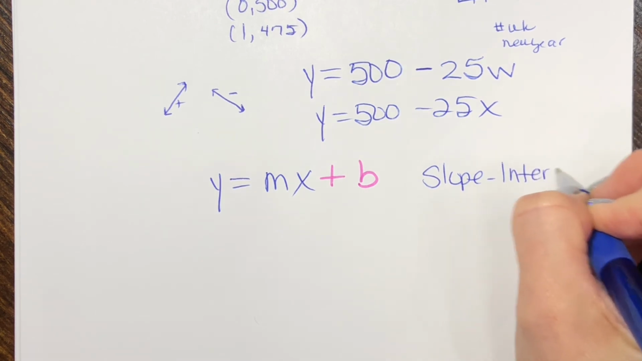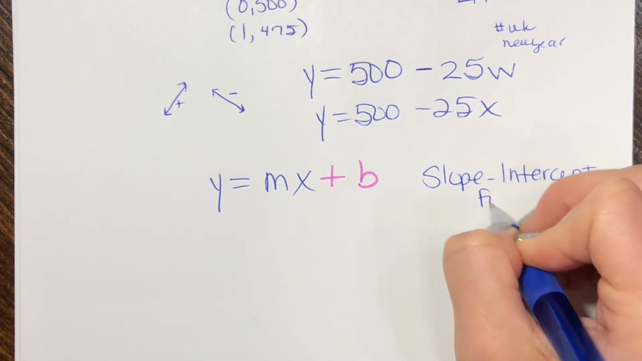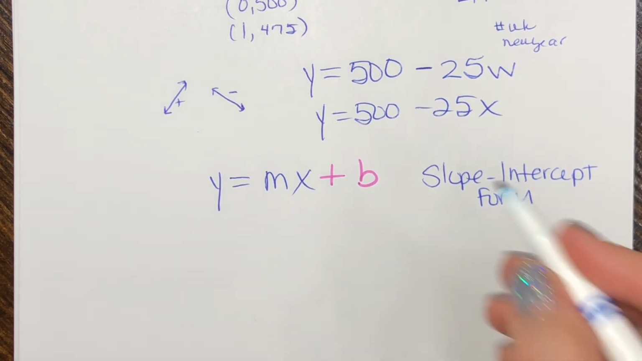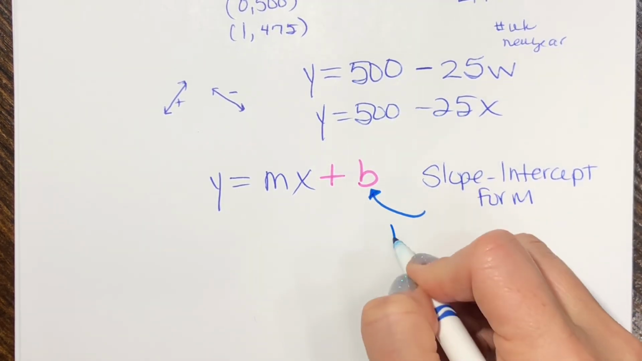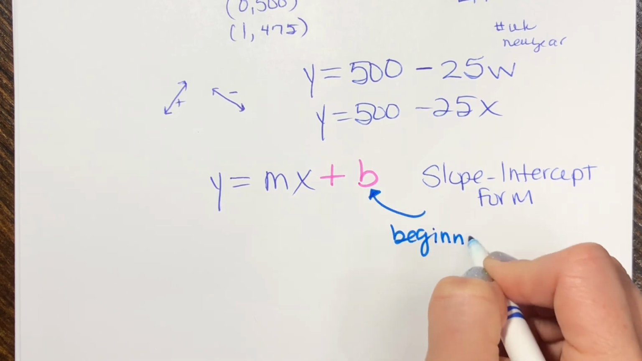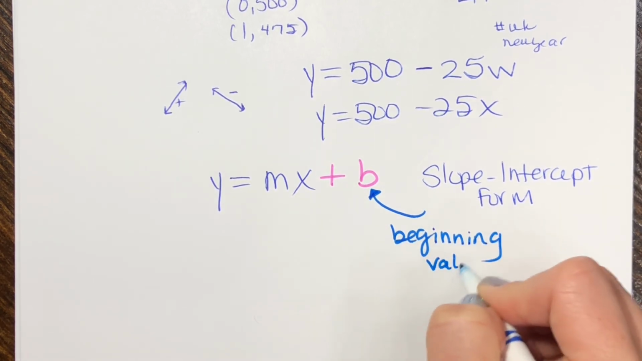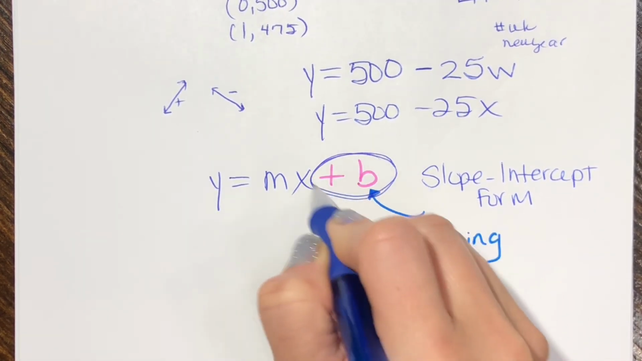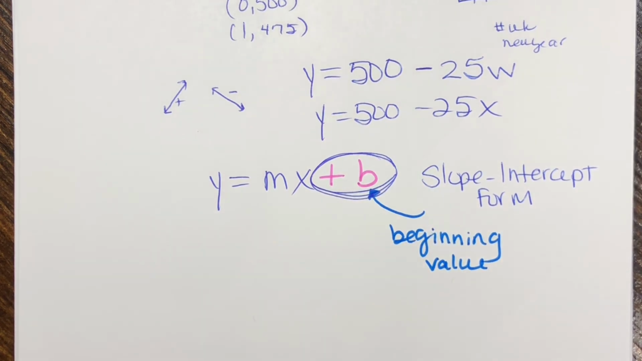y equals mx plus b is what we call slope intercept form, and here's an easy way to help you remember this. The b is going to stand for our beginning value. The b is the amount that we are starting with, whereas in a proportional relationship, we did not. So we're going to investigate in our next video a little bit more about what that number looks like in terms of our graph.